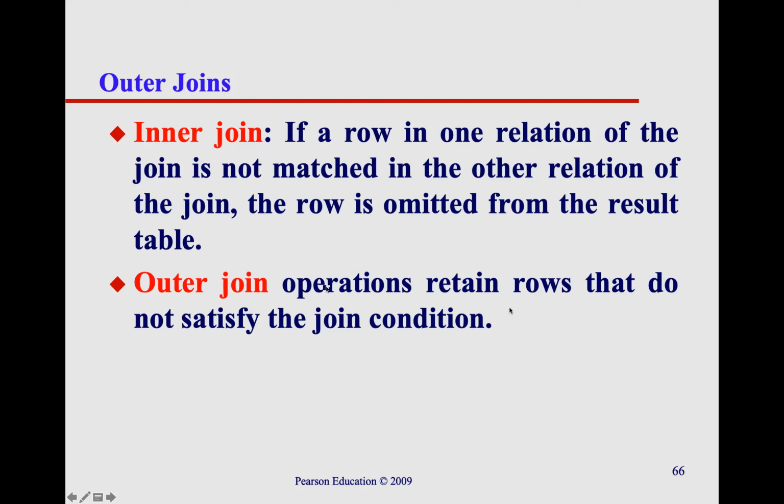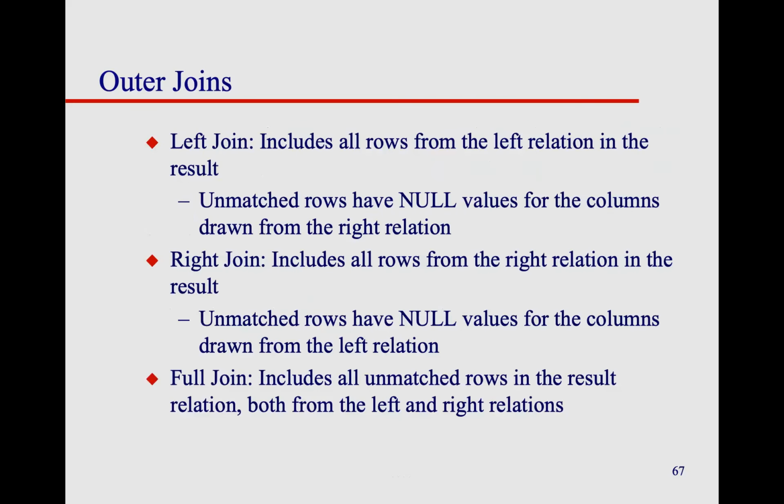So there are 3 kinds of outer joins. A left join says all rows in the left relation will be in the result, even if they don't match something in the right side relation.